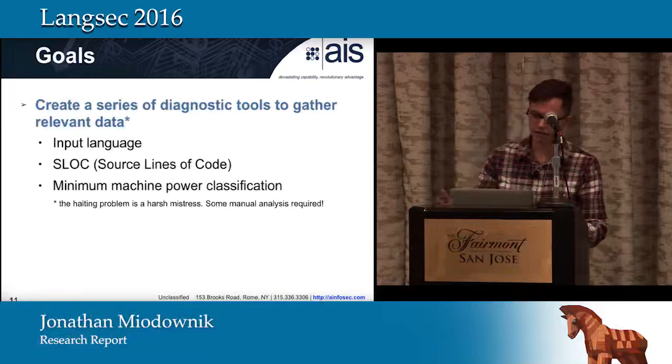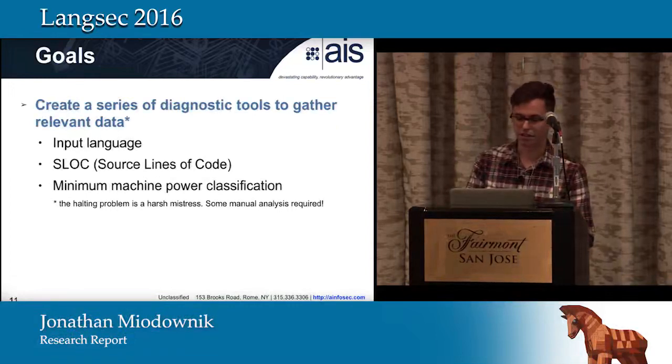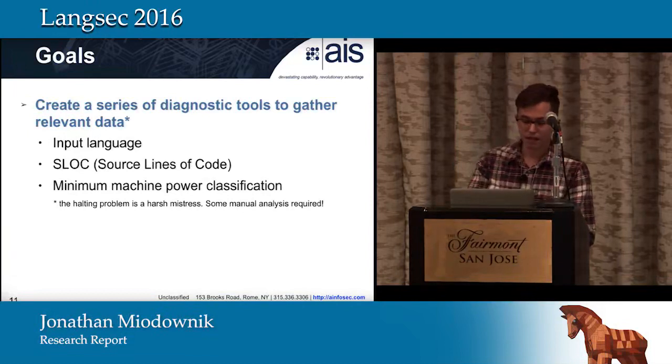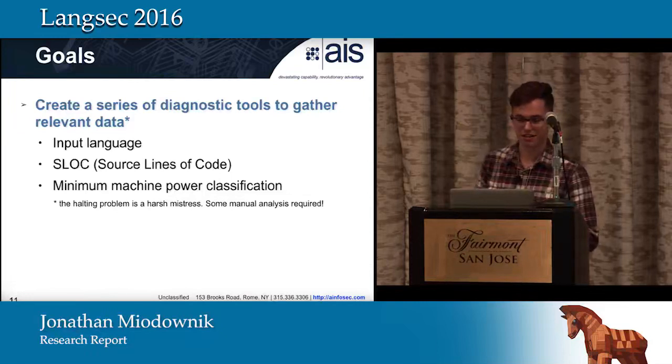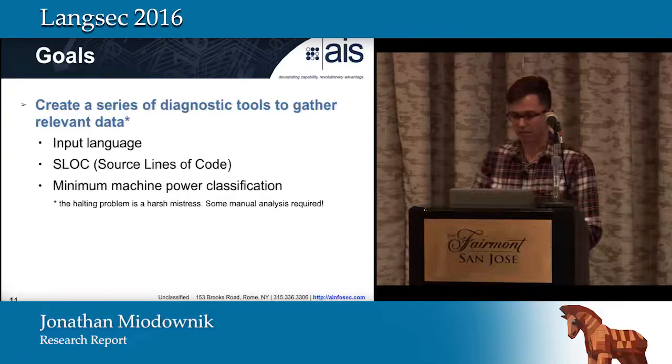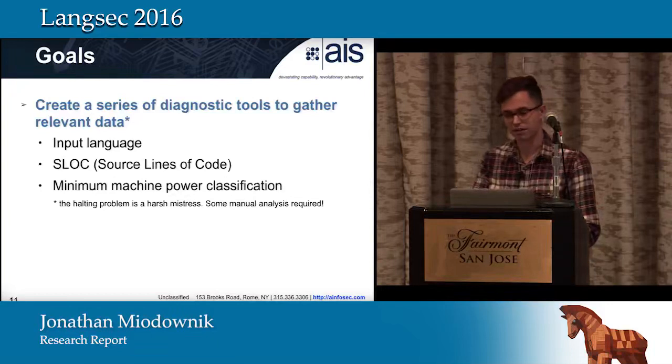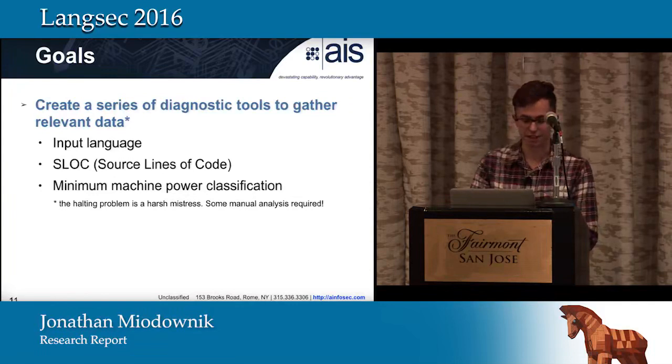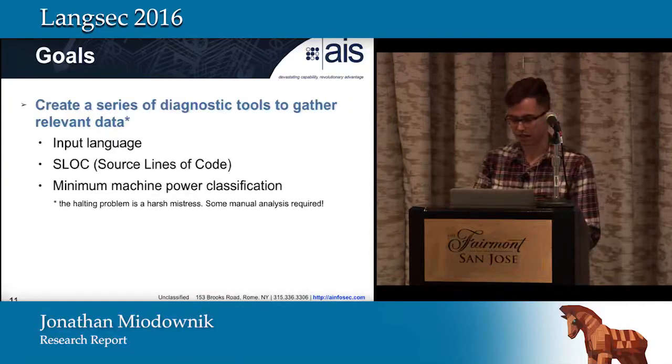So now we have, in theory, this output from compilation. What are we looking for? We're looking to care about things like input language, SLOC, so for those of you who didn't spend time as a software engineer in a previous life, source lines of code, and minimum machine power classification. So at what least privileges, right? So what's the lowest power machine that we can run this with? But in this case, it's just sub-TC and TC. That being said, this is obviously broaching on the halting problem. So that's what interns are for, manual analysis. But in all actuality, a lot of this is attempted to be done through our code base itself.